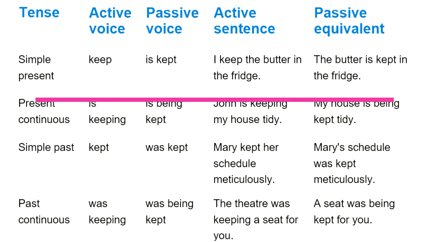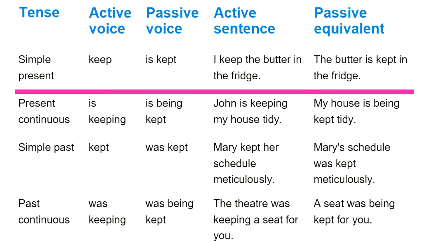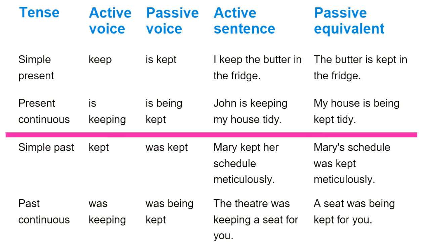Then we'll talk about present continuous. In present continuous, the active voice is keeping and the passive voice will be is being kept. The active sentence for an example, John is keeping my house tidy, and the passive sentence will be my house is being kept tidy.